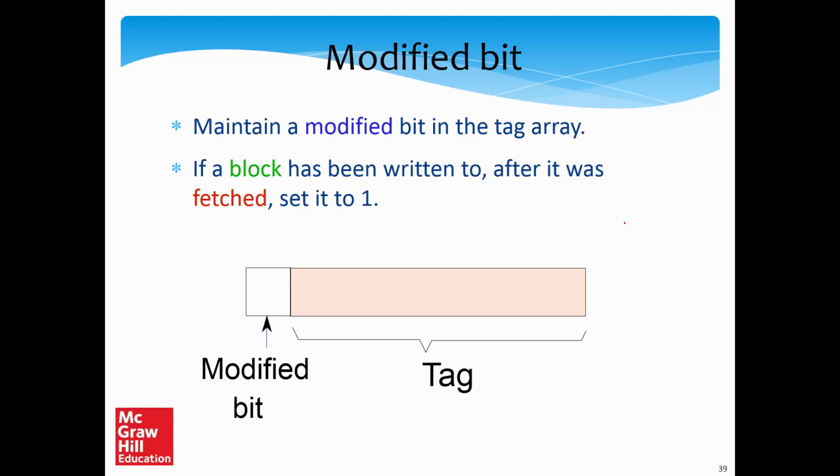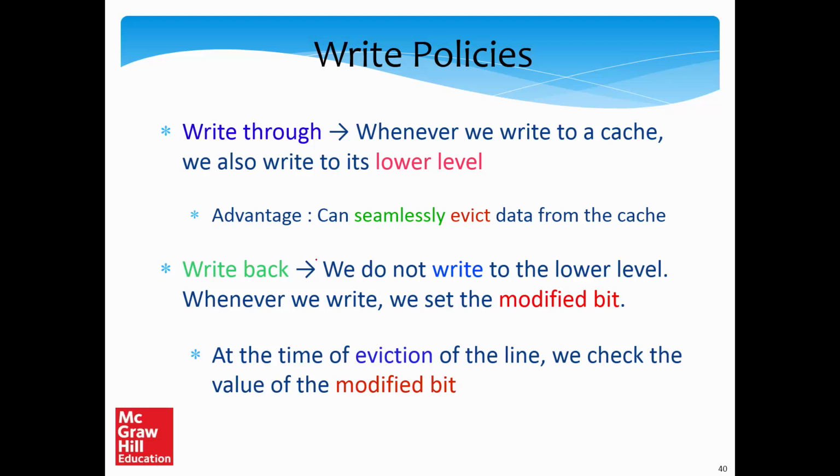So how do we do this? We write the new data. We also need to remember if new data was written to a block after it came to a cache. So we maintain a modified bit in the tag array. If a block has been written to after it was fetched into a cache, we set it to 1. Otherwise, by default, the entry remains a 0. But if you write to it, then 0 becomes a 1. So there are two policies: one is write through and one is write back.